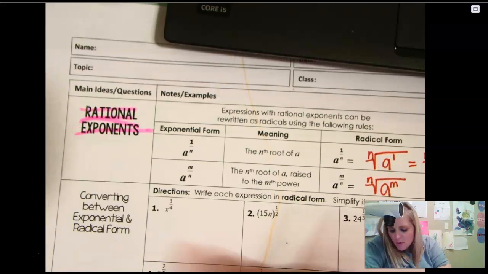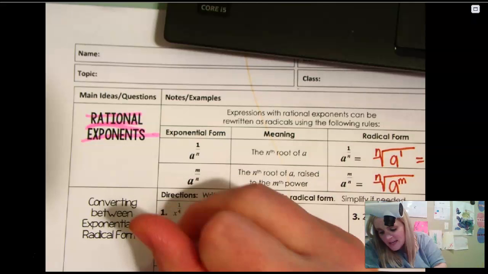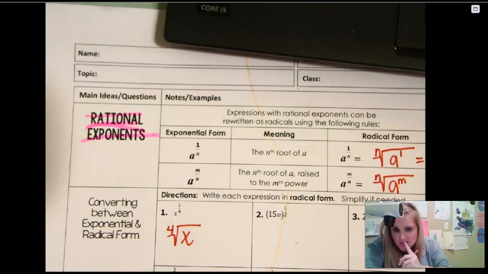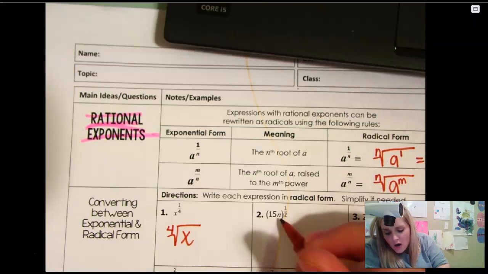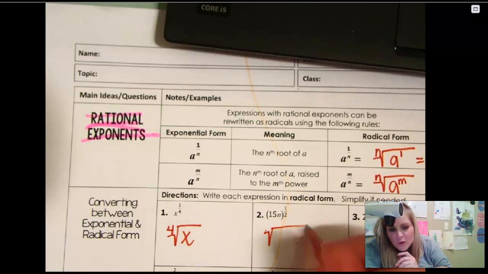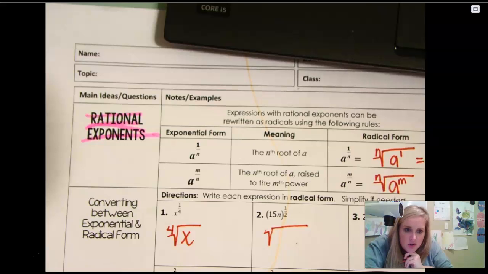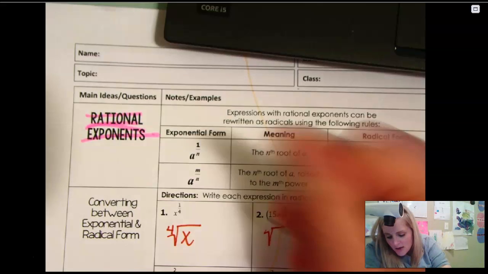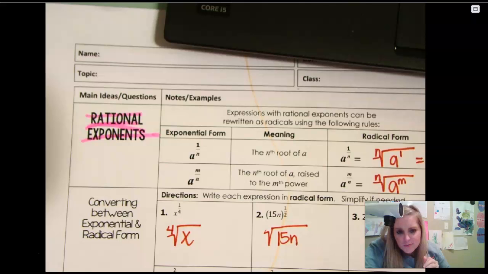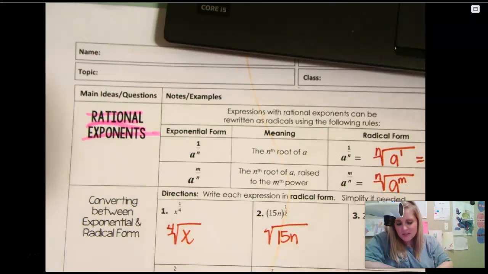So if we look at number 1, we have x to the 1/4 power, which means the index is 4. X is to the first power, or just x. This is all in parentheses, which means the whole thing is being raised to this exponent. If 2 is the index, you guys, you don't need to write that. Remember, it's an understood 2 if there's nothing there. In this one, the whole thing is to the first power. So I don't need to write that again because it's to the first power.